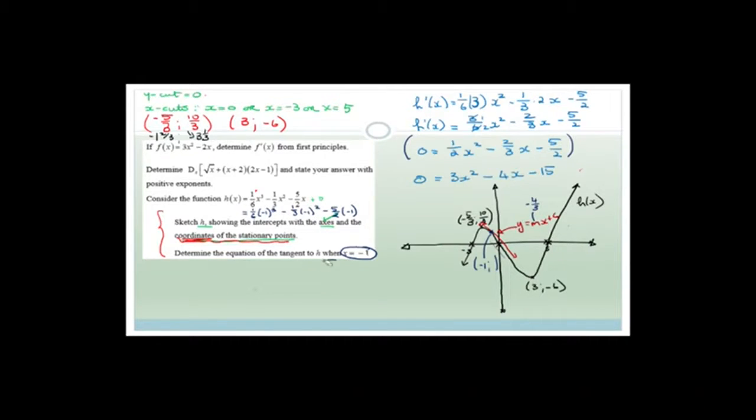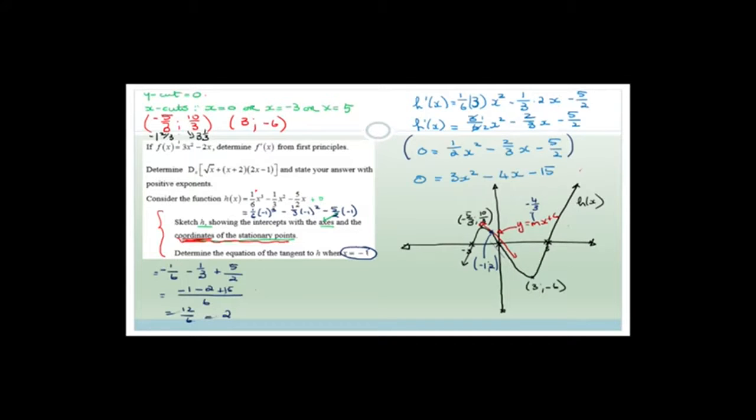Okay, because we need to know what that y value is at that point to substitute into that equation. So if we do that, we've got it's equal to minus 1/6, minus 1/3, a minus times a minus is a plus 5/2. The common denominator is 6, so it becomes minus 1, 3 goes into 6 twice, it becomes minus 2, 2 goes into it 3 times, 5 is 15. So that becomes 15 minus 3 is 12/6, which equals 2. So that point there is (minus 1, 2).